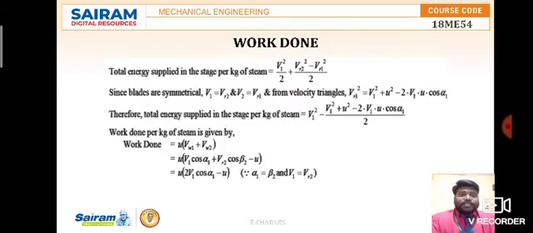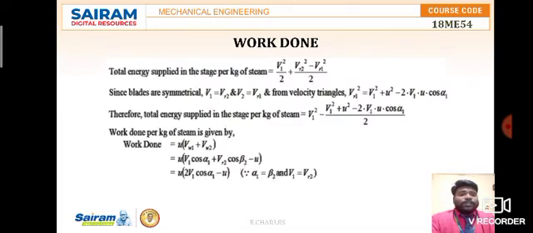Now the blades are symmetrical. What are the conditions that we have taken? V1 is equal to VR2 and V2 is equal to VR1. So from velocity triangles we will get the VR1 square formula. Therefore, the total energy supplied per kg of steam is V1 square minus the entire value, and that formula will come, V1 square and all these terms.